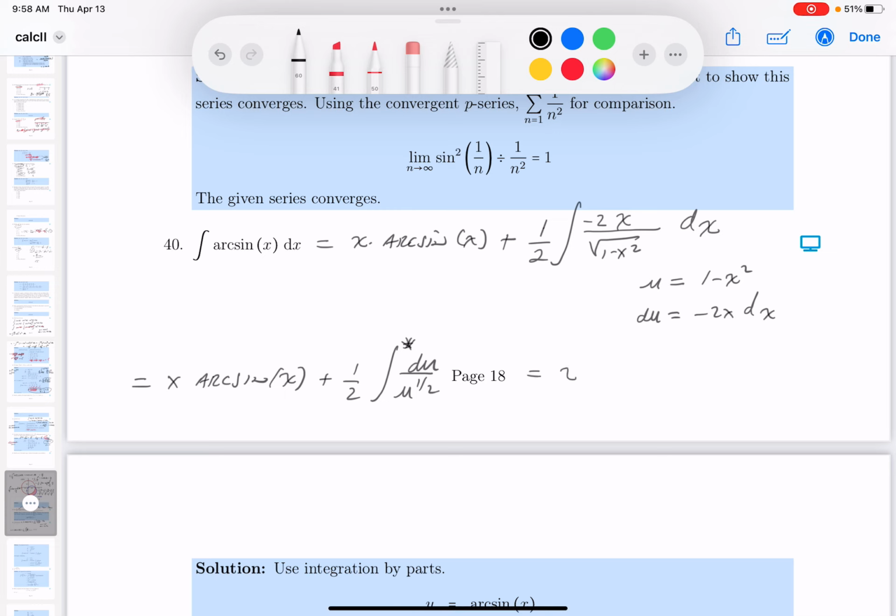Let's put this down, x arc sine of x plus 1/2. And that's going to be u to the minus 1/2, so I have to increase it by a 1, so it's going to be 1/2. And then I divide by half, which is like multiplying by 2, plus some constant of integration. Now we got mixed territory. We got the u's and the x's together. I need to clean this up.